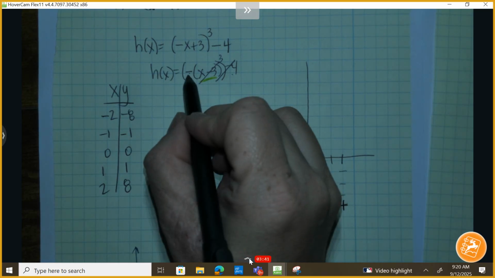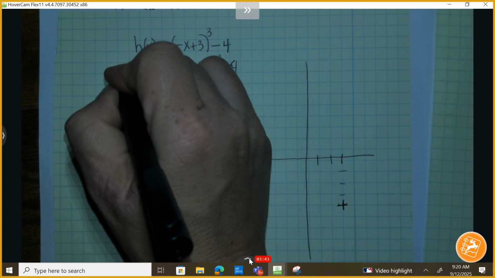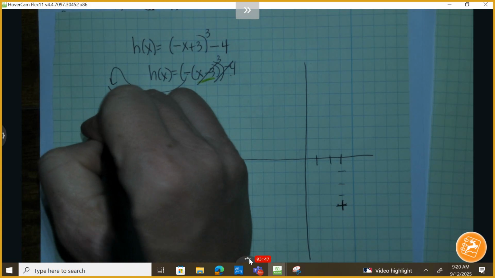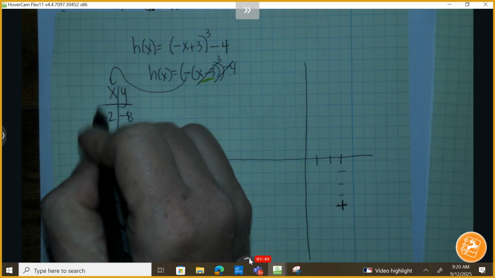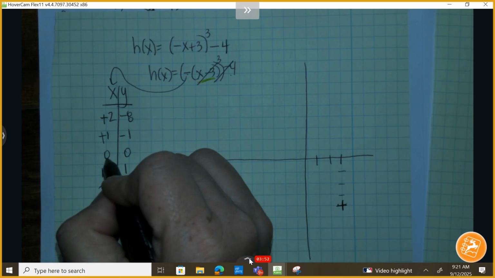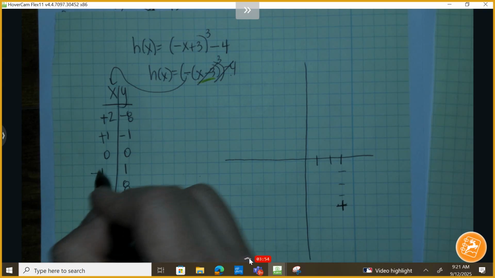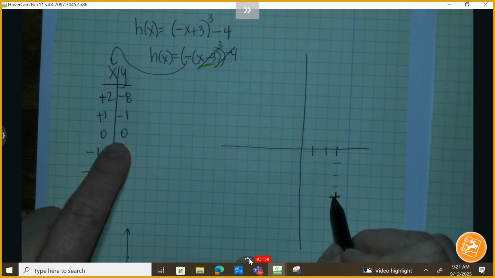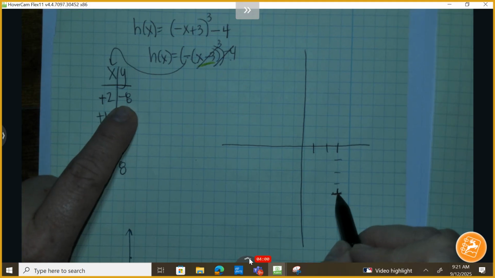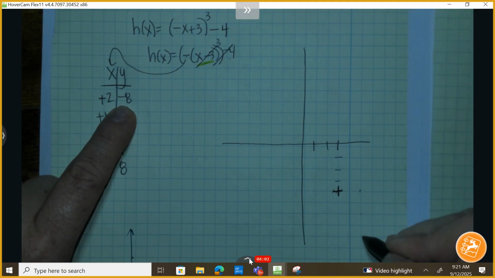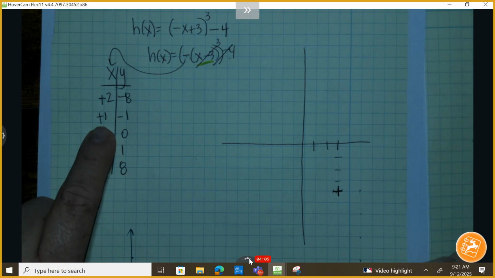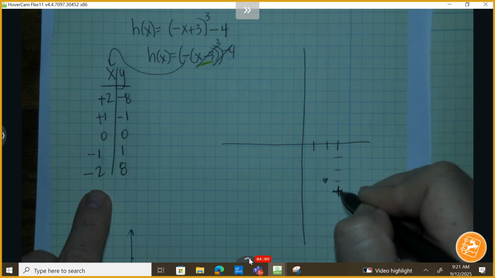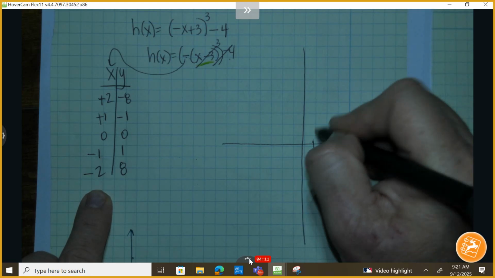Anything directly in front that you factored out gets multiplied by the x's. So this is like a -1 times -2 is +2. -1 times -1 is positive. 0 times anything is 0. Negative times 1, negative times 2. These are my ordered pairs from here. This is my 0, 0. I'm going to go right 2 and down 8. Right 1 and down 1. Left 1 and up 1. And left 2 and up 8.